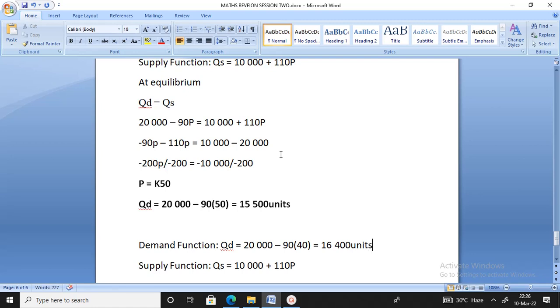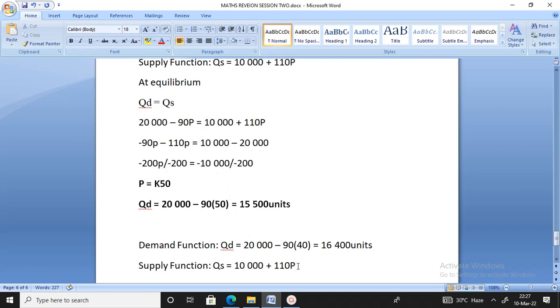And this, of course, confirms the law of demand. When the price falls, quantity demanded increases. When we had the price of 50, quantity demanded was 15,500. Now at the price of 40, quantity demanded has moved up to 16,400. What about quantity supplied?